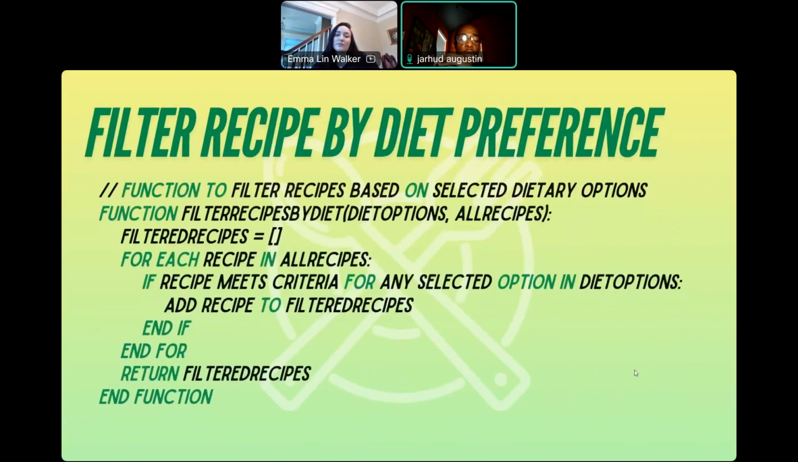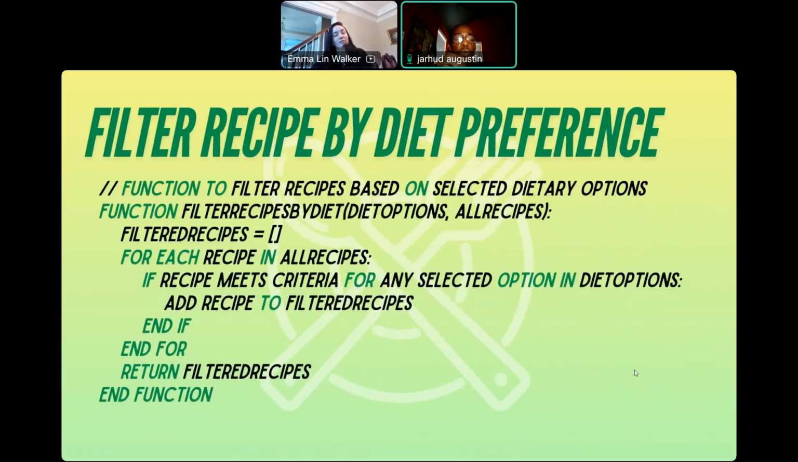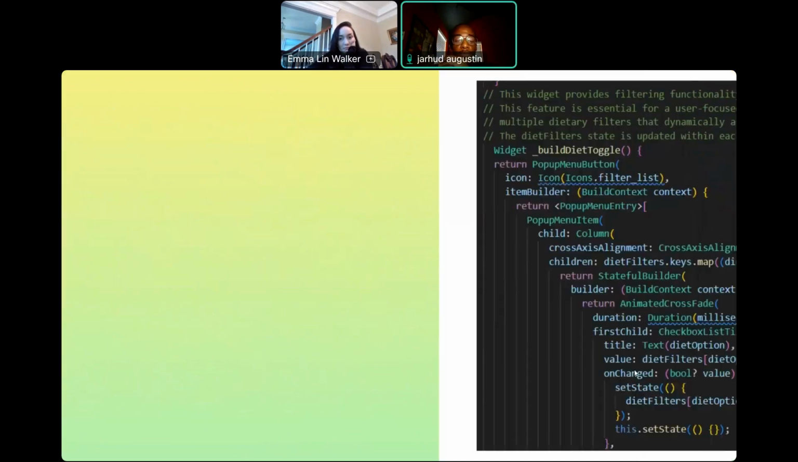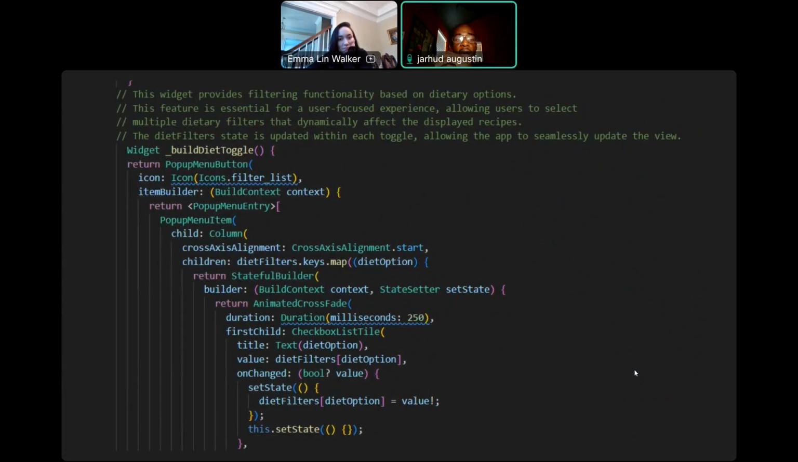Now let's talk about code. This is some pseudocode showing how we filter the dietary preference page. And if you want to look at our actual code, this is the code that shows how we toggle different diet filters to show on the Explorer page.